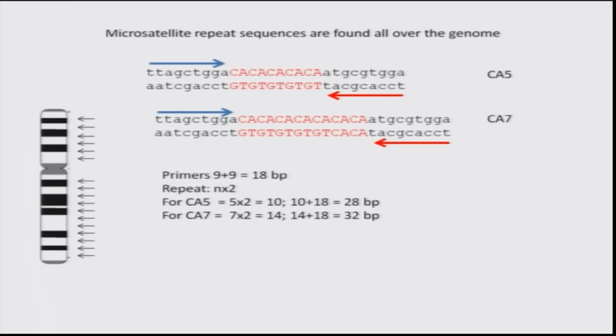When you do a PCR, you will be able to see a difference for each allele, the reason being your primers are coming from the flanking unique sequence. So, you can calculate the size of your amplified product, and then you will be able to tell which allele. For example, the 2 primers have a definite length, that is 9 bases each. Therefore, when you add them, it becomes 18 bases.